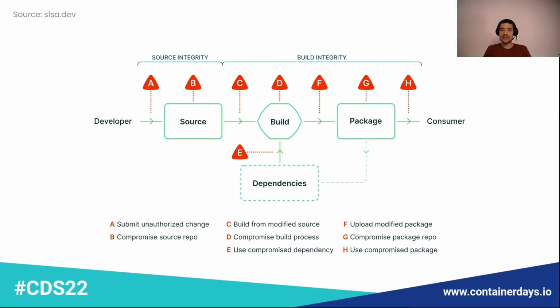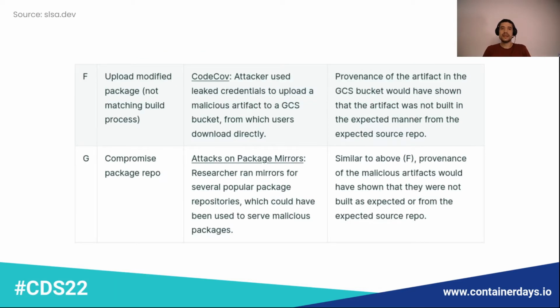But first, let's look at two of the examples the SLSA security framework provides for this threat. The first one is an attack that happened to a company called Codecov. Someone got access to a leaked credential and managed to upload a malicious artifact to a Google Cloud bucket. Then users started downloading this malicious artifact, and they didn't know it was malicious. They didn't know it didn't come from Codecov. How could they have fixed it? By providing some provenance check for this artifact.